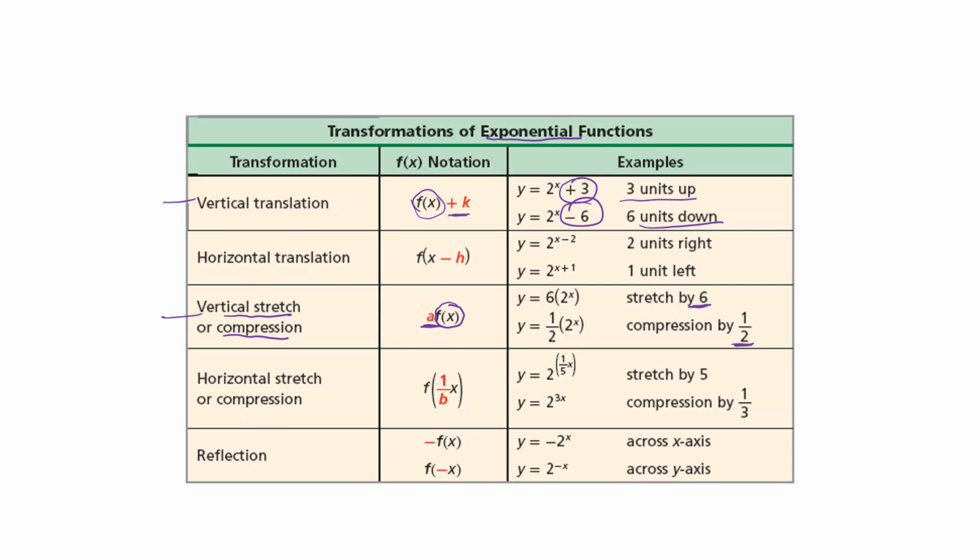Okay, let's look at our horizontal translation and our horizontal stretch and compression. Remember, horizontal is horrible, so everything's going to be a little bit different. With horizontal, we're dealing with our x. And our x, remember, is the exponent in this case, because it's an exponential function. If we're doing a horizontal translation, we're going to see the h snuggled up in here with our x. In this example, we see 2 to the x minus 2, and that tells us it's 2 units right.